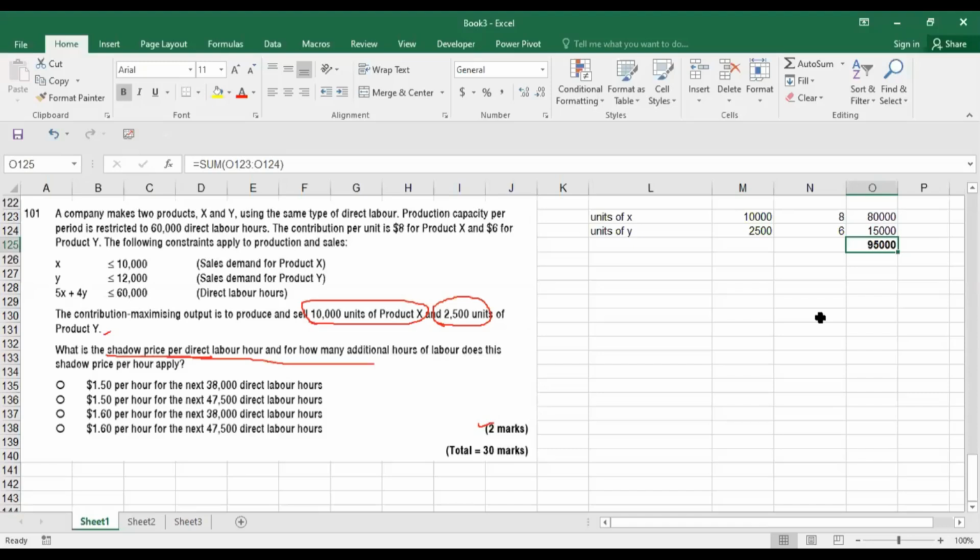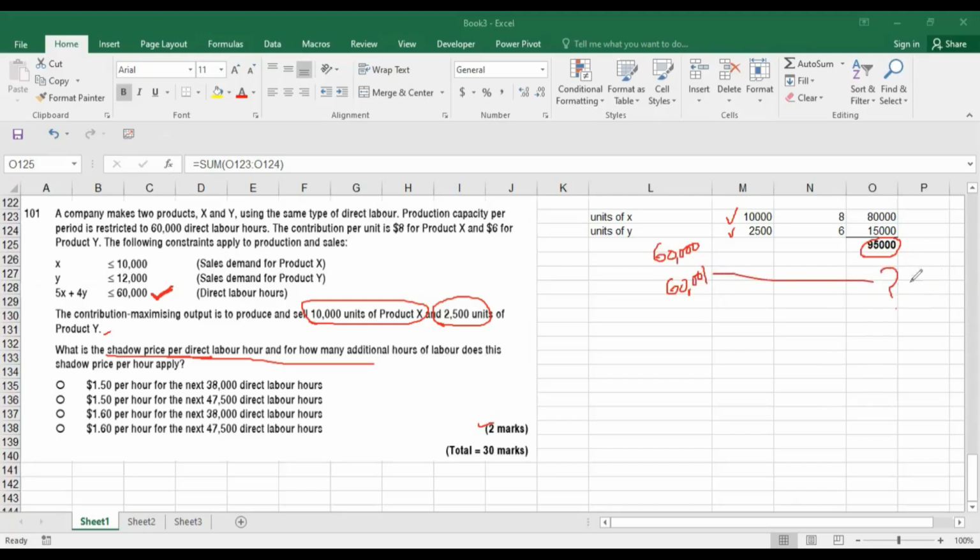While using 60,000 labor hours, 60,000 labor hours can give me 10,000 units of X, 2,500 units of Y, and a total contribution of 95,100. And this will be achieved with 60,000 labor hours. Now we need to see that if we increase our labor hours to 60,001, then how much the contribution will become.